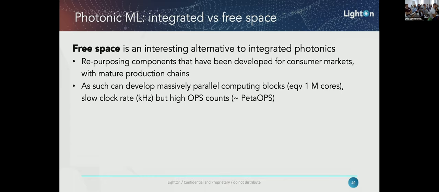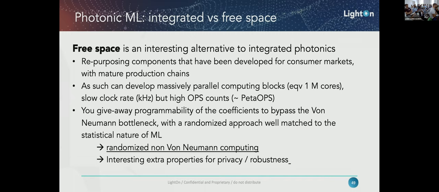Even by repurposing components that you can get off the shelf, you can still be competitive. You can still do a petabyte type of computation. So here in our case, you give away programmability to bypass the Feynman bottleneck. The bottleneck to access memory, to access the coefficient values in the memory. That is something that is usually the bottleneck in the chips, right?